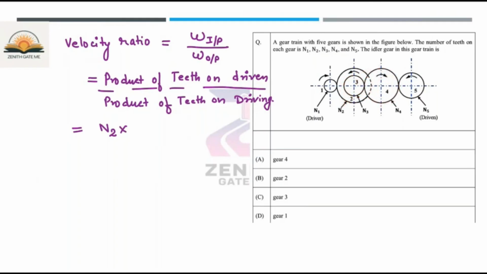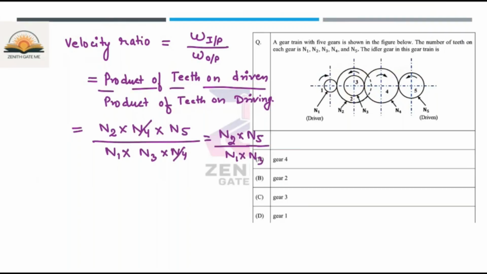So the driven gear teeth will be N2 into N4 into N5, divided by the product of teeth on the driving gear. Gear 1 is acting as a driving gear because it is driving the second gear. The third is also a driving gear because it is driving the fourth gear. The fourth gear is also driving the fifth gear. So N1 into N3 into N4 is the product of teeth on the driving gear. Now in this expression, N4 will be cancelled out. So what you will get is N2 into N5 divided by N1 into N3.